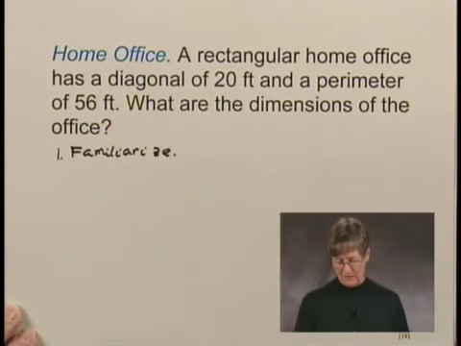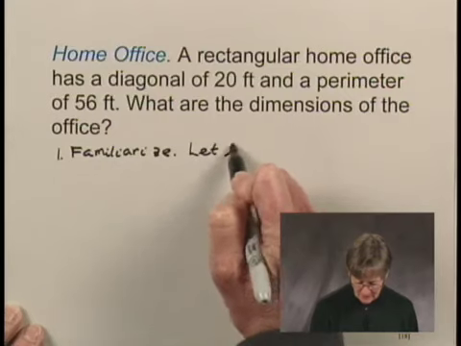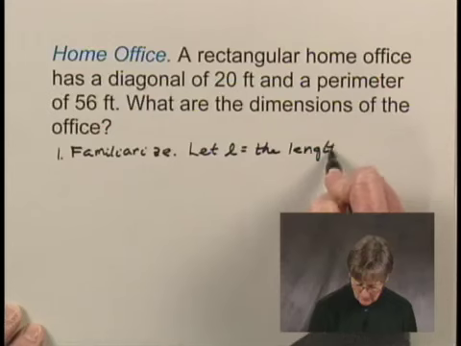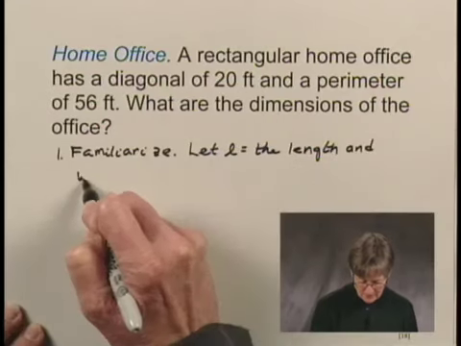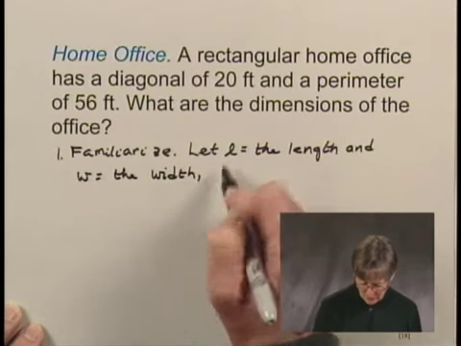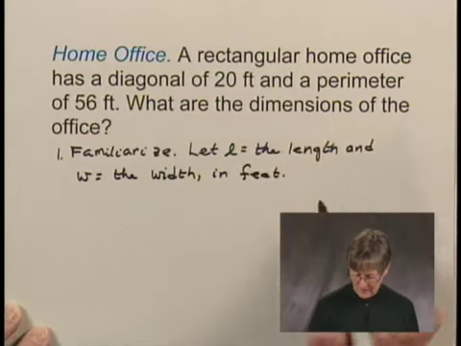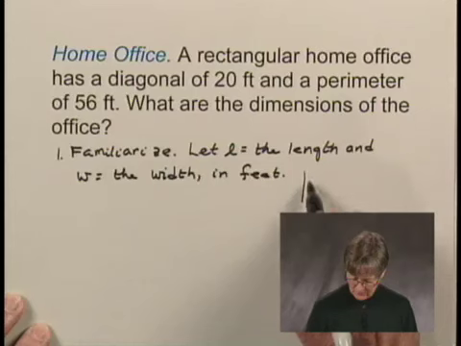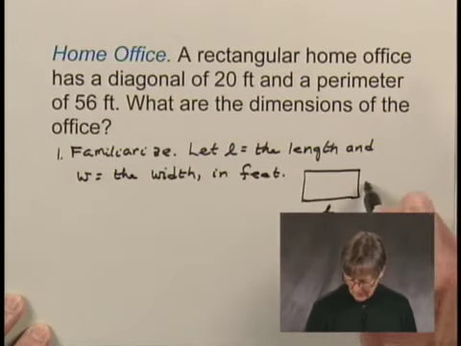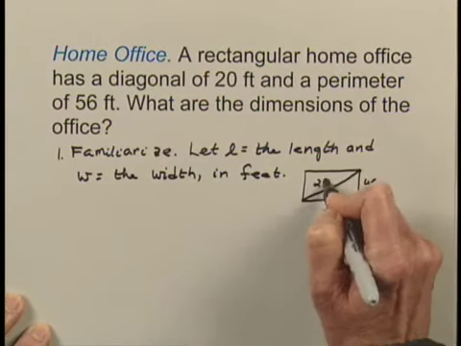And let's just assign variable names to the dimensions, to the length and to the width of the office. Let's let L equal the length, and let's let W equal the width. And we know that these dimensions are going to be in feet. Now, if we would make a little drawing of the office, it's a rectangle. We said the length is L and the width is W. And here's the diagonal. We said that that's 20 feet.